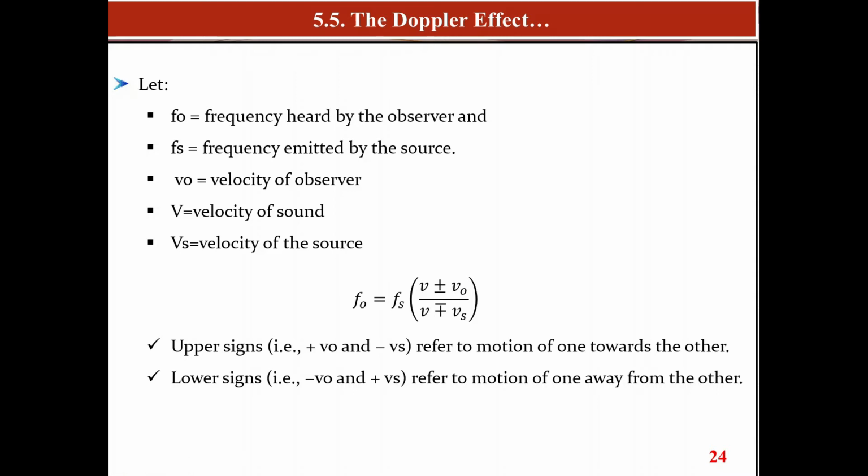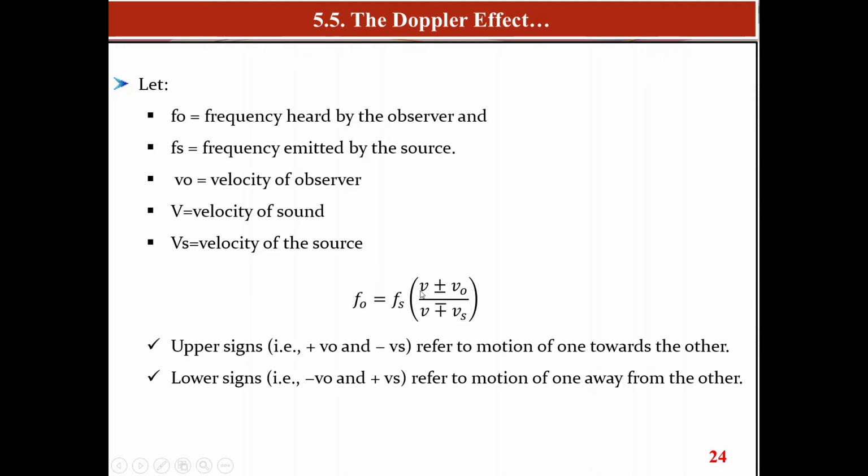For example, a person and the police car approach each other. In this case, when they approach each other, in the upper one, we use a plus sign. In the lower one, we use a minus sign. But if one goes away from the other, the police car and the person go away from each other, in this case, we use a minus sign for the upper side, and plus for the lower side.